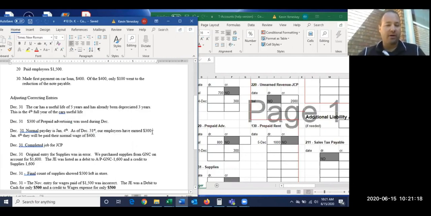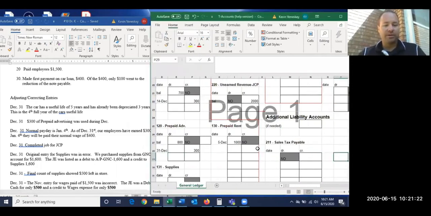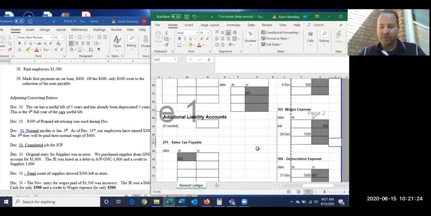I need the $300 amount right now. So that's going to be my only entry. I need to show that I got the benefit of my workers working up through the end of the year, and they worked $300 worth. That's it. I don't put anything about the $400 because that's part of next year.